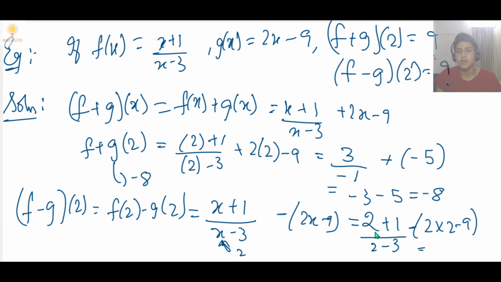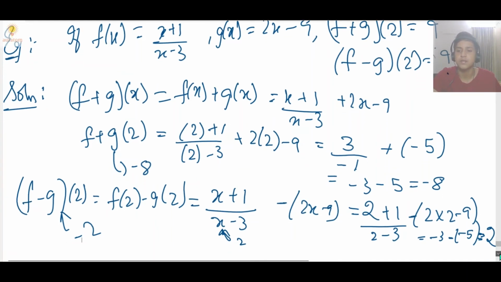So here we get 2 plus 1, 3, divided by minus 1, which is 2 minus 3. So we get minus 3 minus 2 into 2, 4 minus 9, which is minus 5, and minus of minus 5. So here we get minus 3 plus 5, right, which is 2. So the answer to f minus g of 2 is going to be 2, since it's just f of 2 minus g of 2, and we just substituted and got the answer, right? So that was one example. Let's move on to another example.